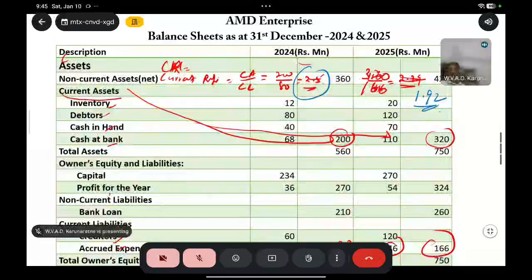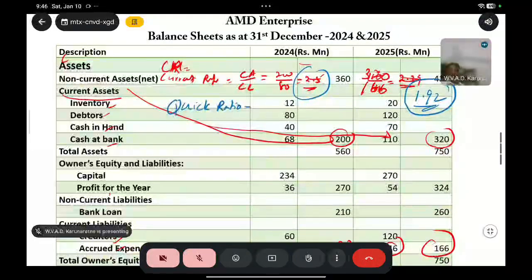Then what is the idea behind that? Current ratio, that is the liquidity, reduced to 1.92 from 2.5. Right? We can see some decline in the pattern of liquidity. Right? So if you go to the quick asset ratio, that is the previous one, current ratio, now quick ratio.